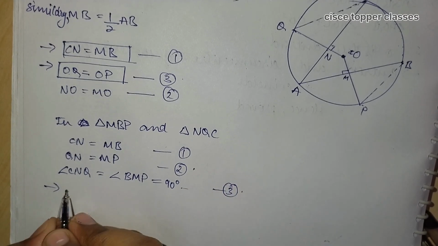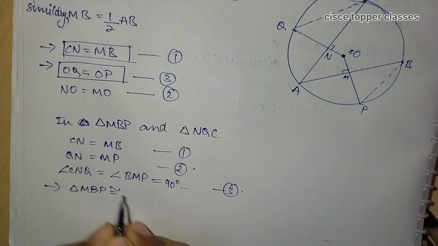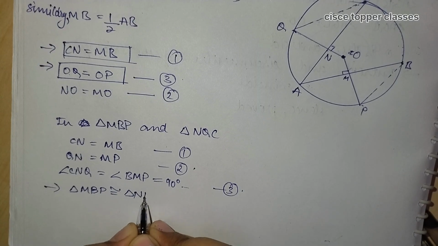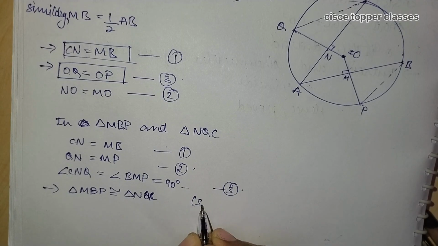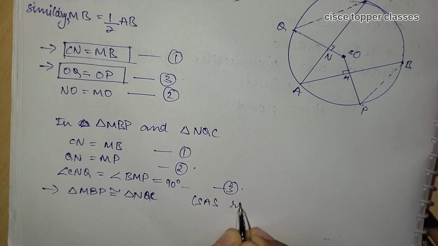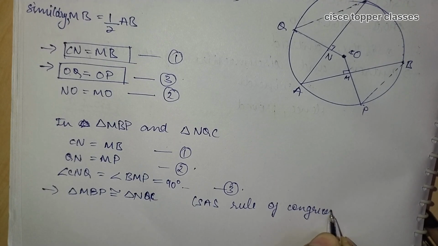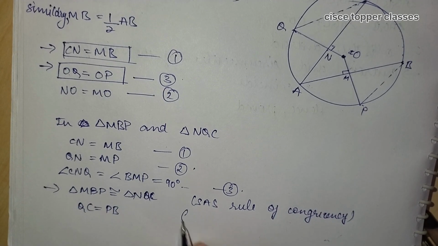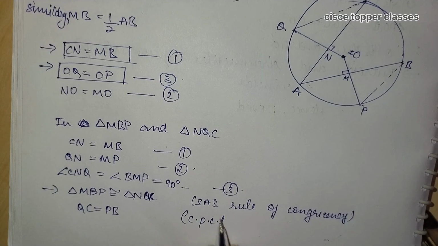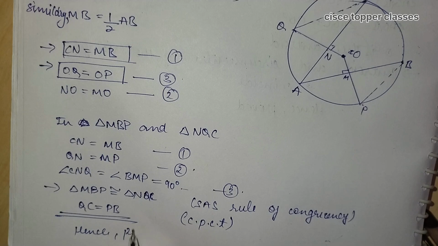And now from these three points we can prove triangle MBP is congruent to triangle NQC by the side-angle-side rule of congruency, and from there, by CPCT, we can prove that QC is equal to PB. So this we have proved by CPCT. This is the final thing, and hence proved.